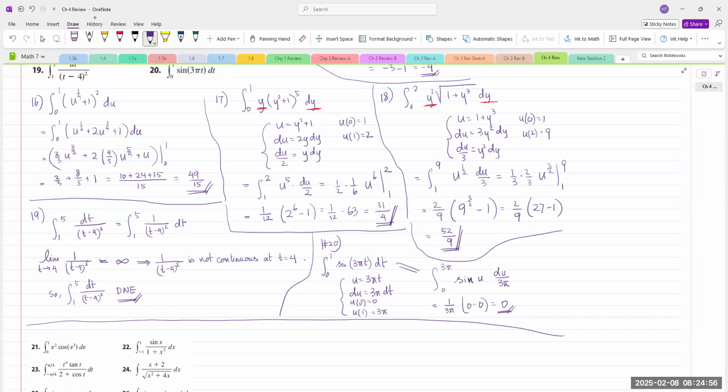Oh, hold on. No. I forgot to integrate that. I need to integrate that first. The integral is negative cosine. Negative cosine u from 0 to 3 pi. I almost made a mistake. So that's 1 over 3 pi, 1 minus negative 1. Good thing I said that. So 2 over 3 pi. Cosine of 3 pi is negative 1. With that negative, it becomes positive 1. And then negative cosine 0 is negative 1.